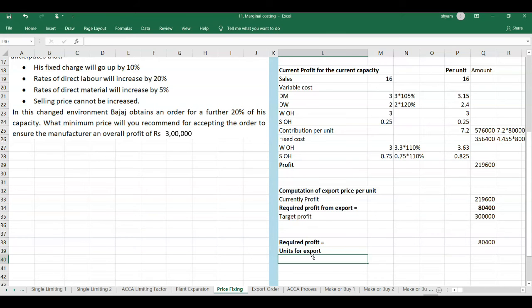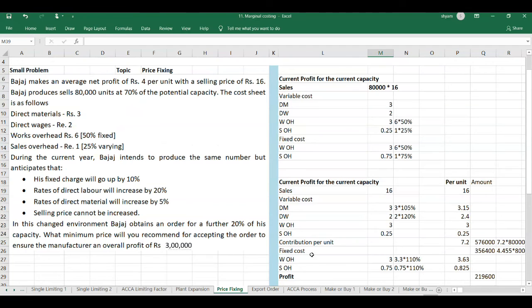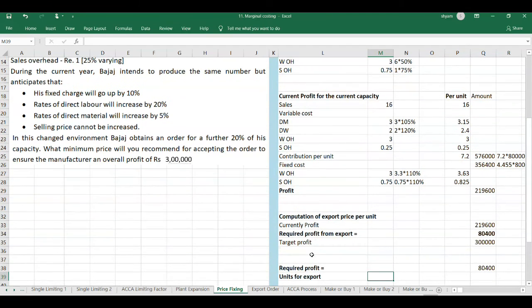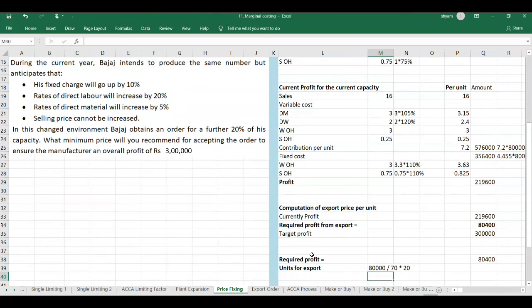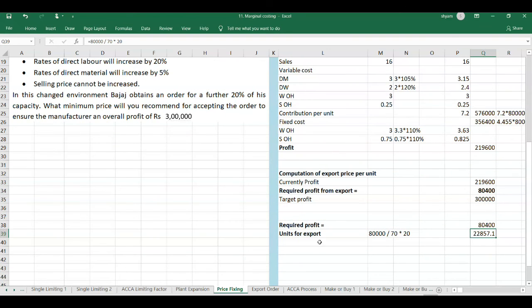So units for export: currently the company is having 80,000 units, but that 80,000 units is at 70% capacity. What we want is that the company is going to sell only the additional 20% capacity. So this will give you the total number of units that is going to be sold in the order. They are going to sell 22,857 units, which are required for exports. So this is the profit we want.